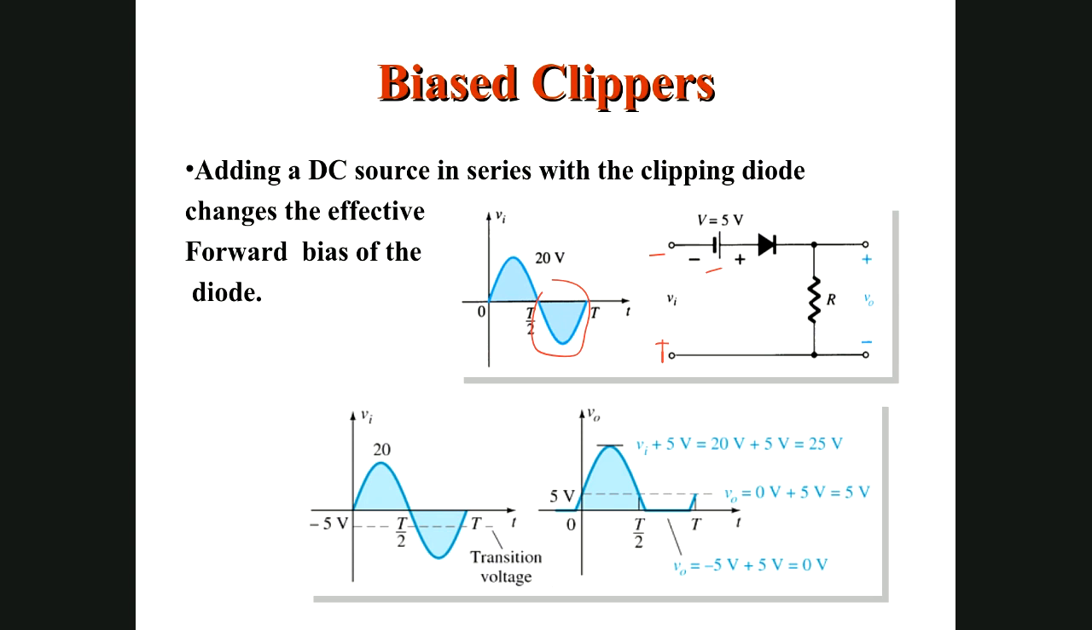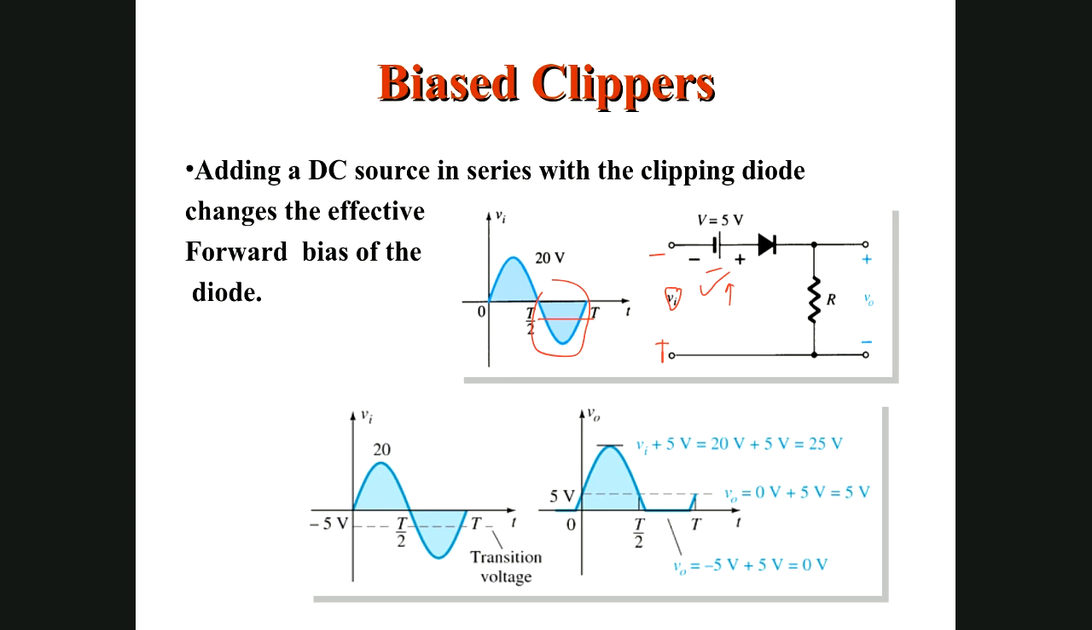And as discussed earlier, whenever there are more than one voltages, we have to see which one is bigger. Is VI bigger or is this battery bigger? Now this battery is 5 volt, but your input started from 0 and goes to -1, -2, -5, -10, -20. Till the time your input signal is less than 5, this battery is bigger.